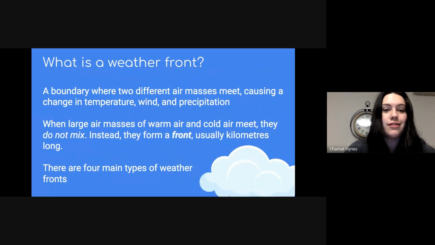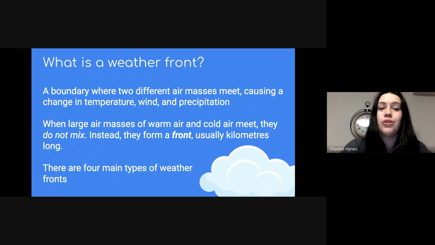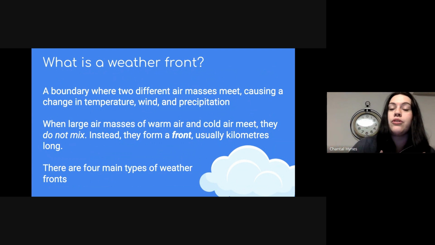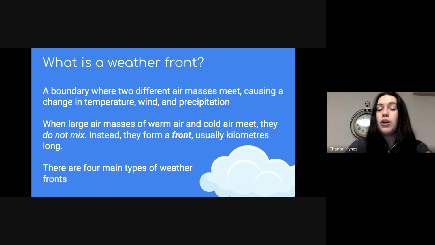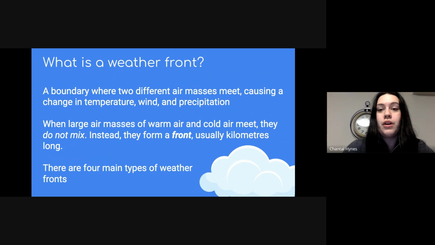So to start the lesson, we're just going to look at what is a weather front. This is essentially when you have two different air masses and they come together to meet. The boundary where these two air masses meet is your weather front. When these air masses come together, that's going to cause a change in your temperature or your precipitation or your wind. Okay? So these air masses do not mix. They meet together and they form that little front. And we have four different types of weather fronts that we're going to look at.